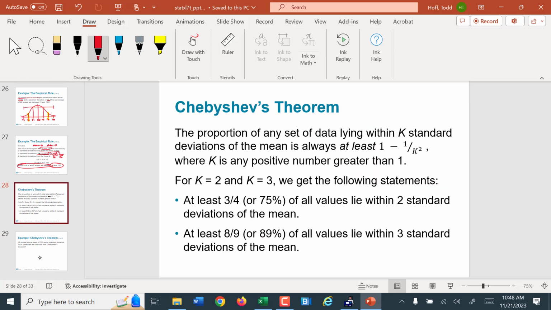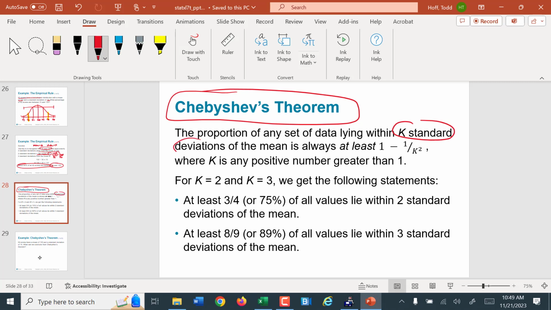What if it's not a bell-shaped curve or normally distributed data? Well, Chebyshev's theorem applies to all data. Now, the empirical rule says we expect it to be approximately these percentages, really close to these percentages. Chebyshev's theorem does not say that. Chebyshev's theorem says we expect at least this percent of the data to be there. So the formula is, K is the number of standard deviations about the mean. It's 1 minus 1 divided by K squared. We expect at least that percent.